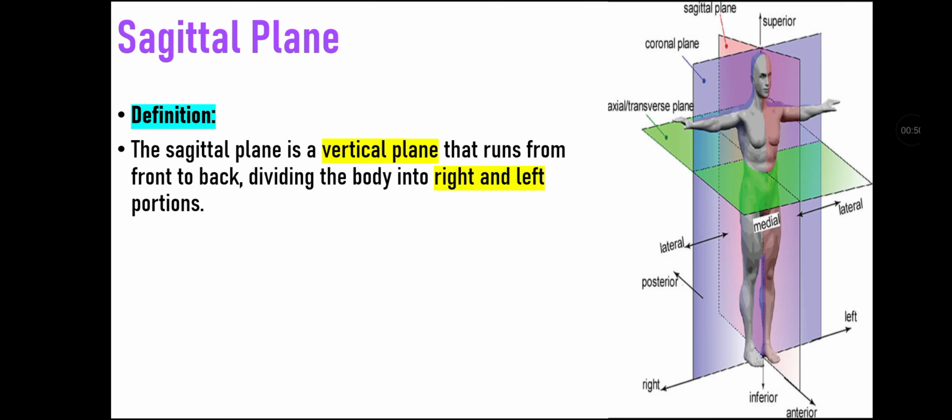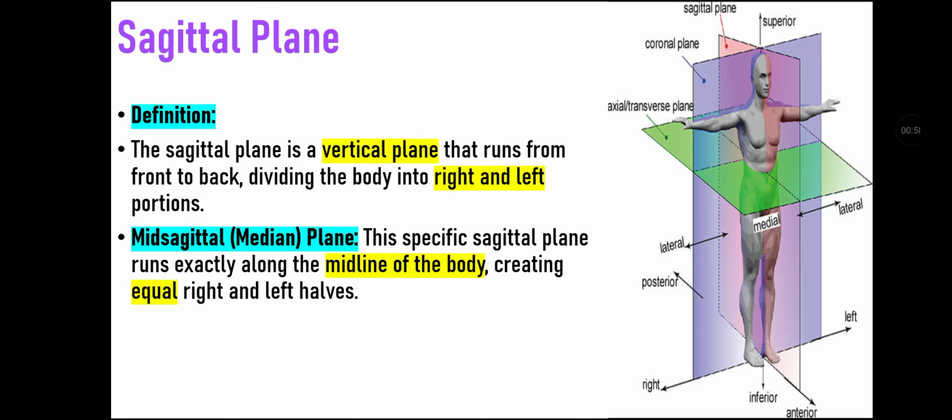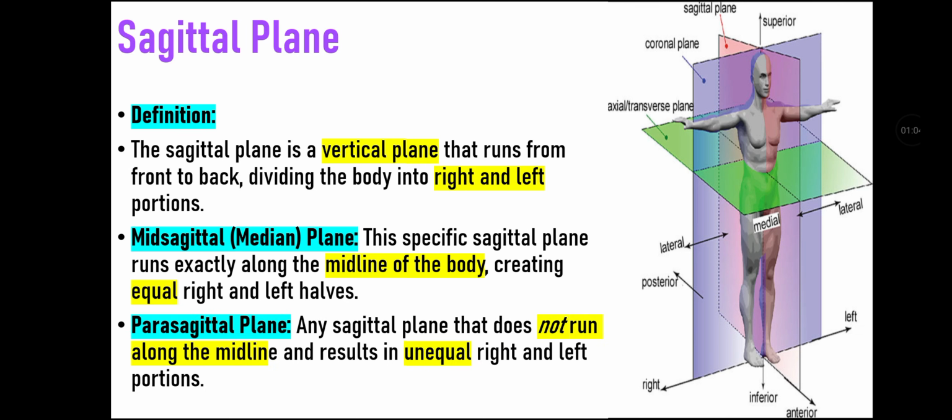First we have the sagittal plane. As you can see here in the diagram, it can be defined as a vertical plane that runs from front to back and divides the body into right and left portions. It has two types, mid-sagittal plane, also called the median plane, and parasagittal plane. Mid-sagittal plane or median plane is a specific sagittal plane that runs exactly along the midline of the body, creating equal right and left halves of the body.